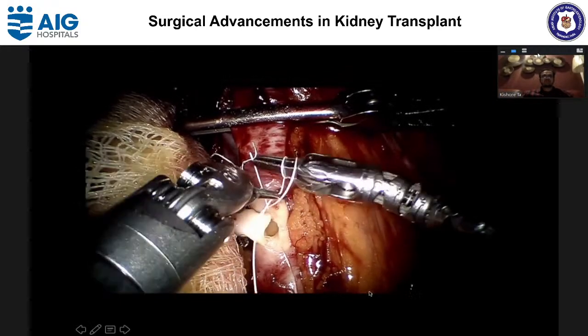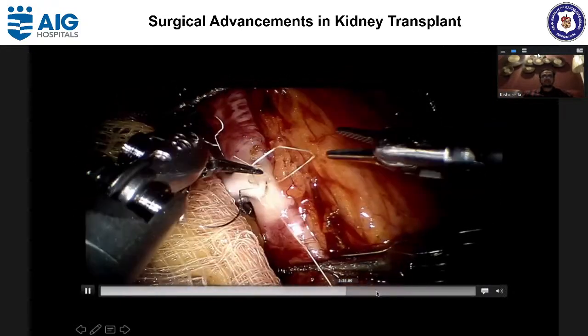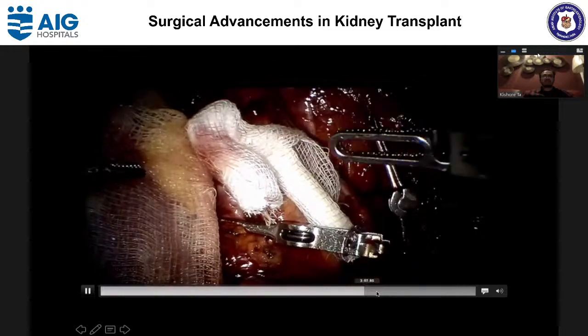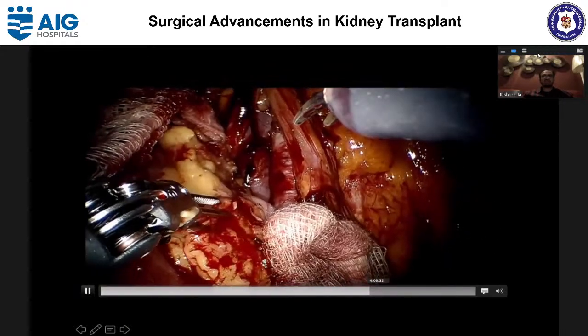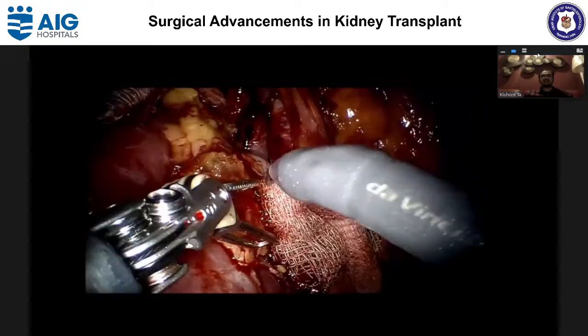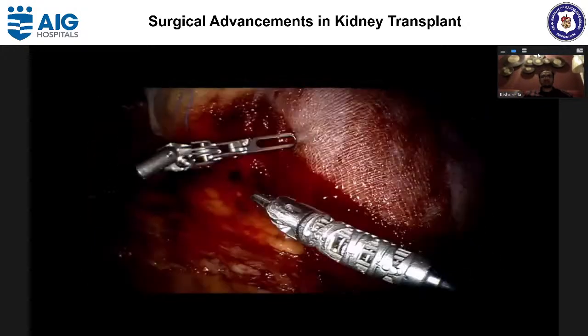And then sing it down and tight, and then remove the bulldogs. Once the clamps are removed, the kidney is allowed to perfuse in the same position, and then the kidney is tilted back to the right iliac fossa.